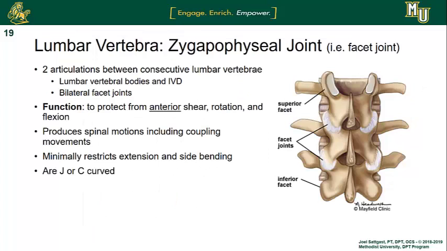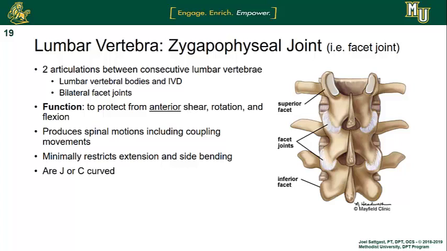We find 2 articulations that exist between consecutive lumbar vertebrae, most notably the lumbar vertebral bodies and intervertebral disc, and then again the bilateral facet joints. The main function of the facet joint, or what we may refer to as the zygapophyseal joint, is to protect from anterior shear, rotation, and flexion. And so here it produces spinal motions that include coupling movements, and we'll talk more about that as we move into biomechanics. Minimally restricts, though, extension and side bending because of the way that they're oriented.